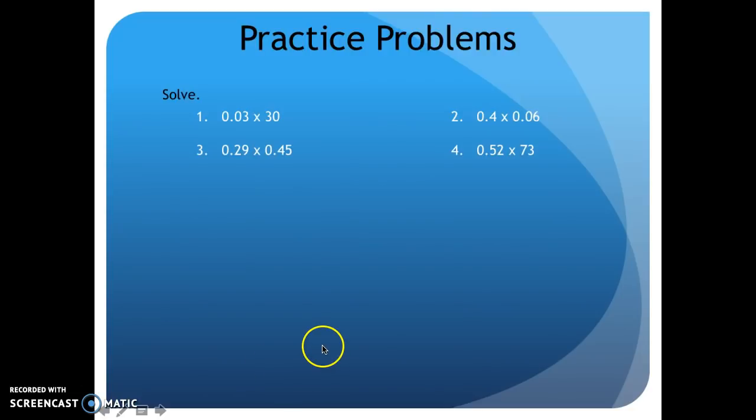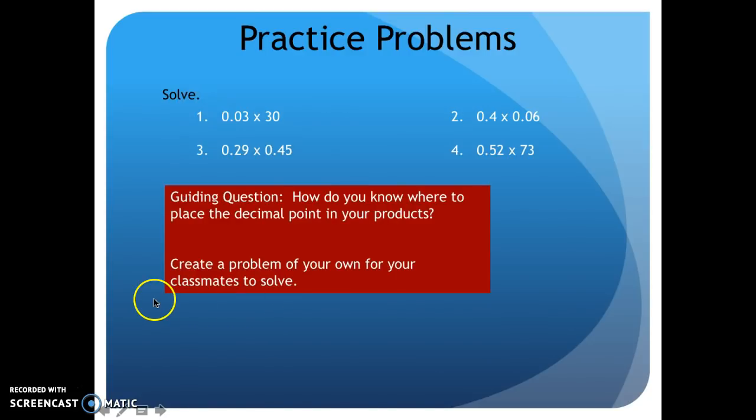All right, here are some practice problems for you. You should have the 3 steps written down. Rewind the video if you need to. Be sure to copy down the problem and the answer, okay? This right here is the problem number, so don't get confused. That's not a decimal. This problem is 3 hundredths times 30. It's problem number 1. All right, I will see you soon.